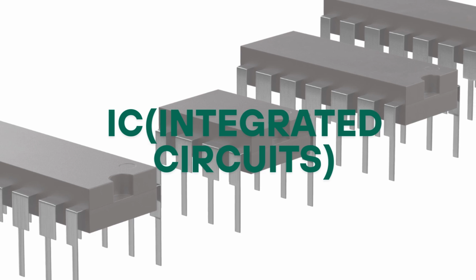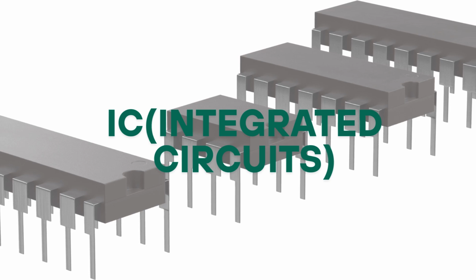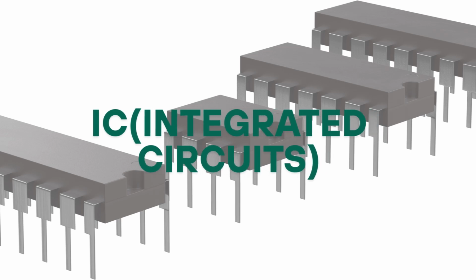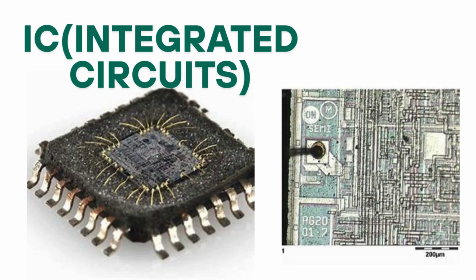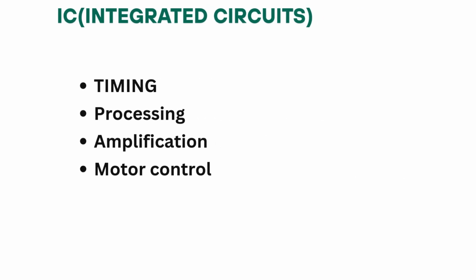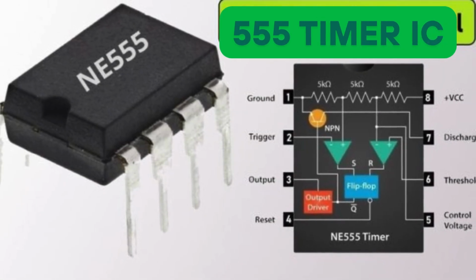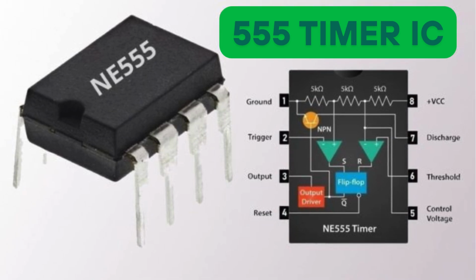Last in this section, ICs, or integrated circuits. An IC is a complete circuit miniaturized into a tiny black chip. It might contain hundreds, thousands, or even millions of transistors and components inside. ICs handle specific tasks: timing, processing, amplification, motor control. These all depend on their design. Take the 555 timer chip, for example. It's one of the most famous ICs, used to make LEDs blink, generate tones, or even move simple robots.